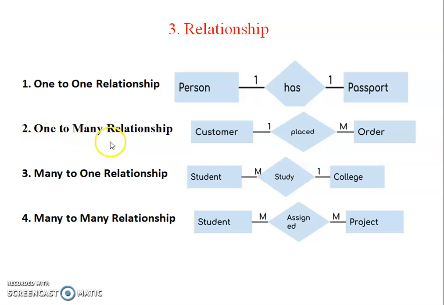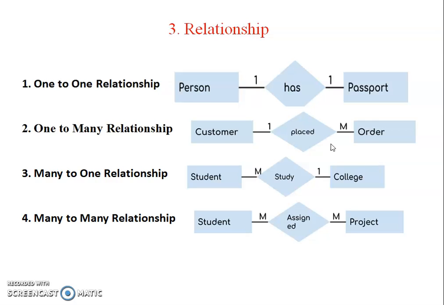Now the next one is one-to-many relationship. What happens in one-to-many relationship? When a single instance of an entity is associated with more than one instance of another entity, it is called a one-to-many relationship. For example, a customer can place many orders, but an order can't be placed by many customers.